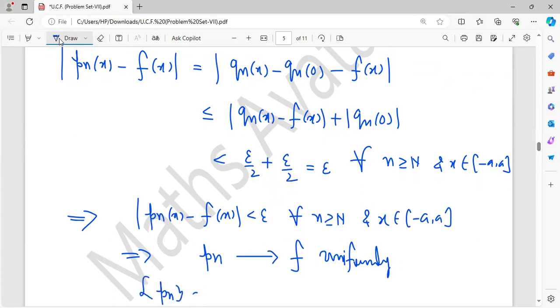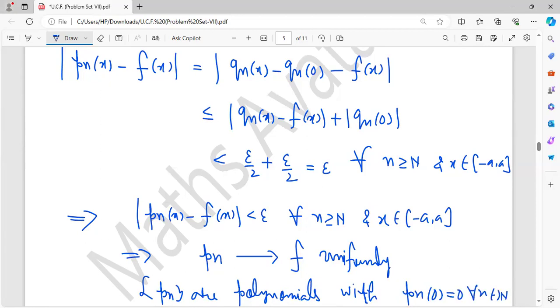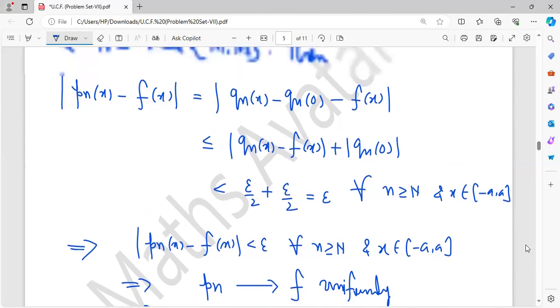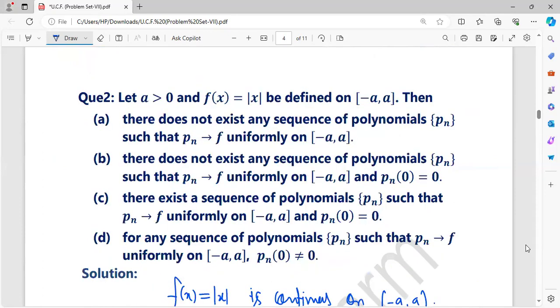Pn's are polynomials with Pn(0) is 0 for all n belongs to N. So which option is correct? Let's see. There exists a sequence of polynomials such that Pn converges uniformly and Pn(0) is 0. This is correct, because we have found such Pn. The option saying there does not exist any sequence Pn converging uniformly, we have checked, so option B is not correct. Option 4 says for any sequence Pn converging uniformly we do not have this. This is not correct because we have found such polynomials.